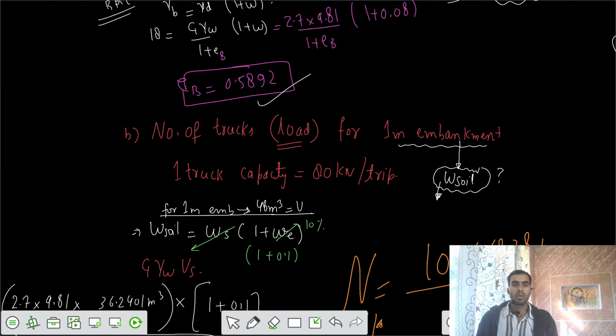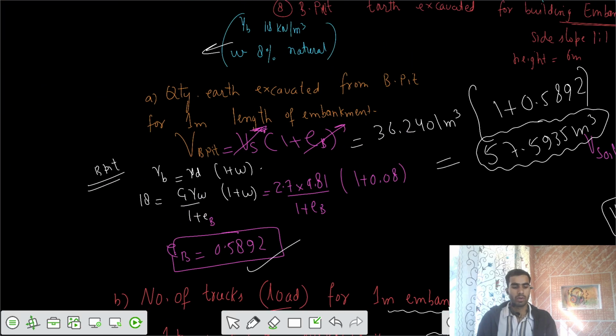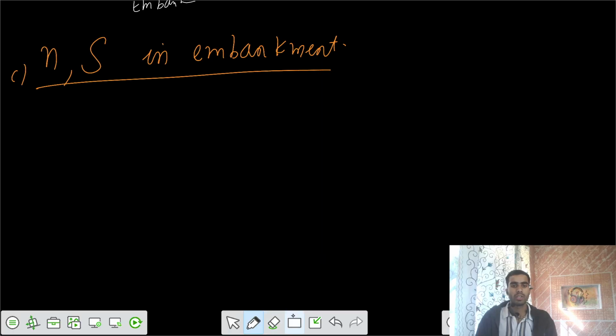And the third part of the problem is that now we need to calculate porosity and degree of saturation in the embankment. For that particular soil in the embankment, what is the porosity and saturation? Porosity is volume of voids by total volume, and saturation is volume of water by volume of voids.